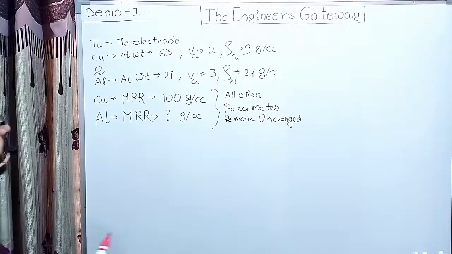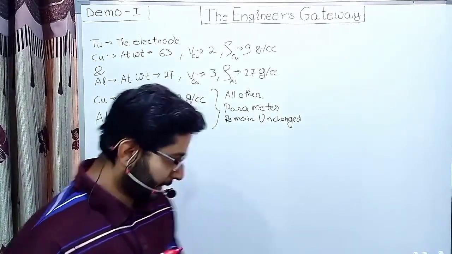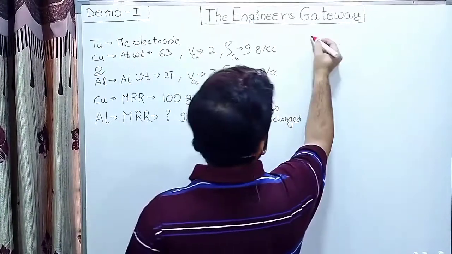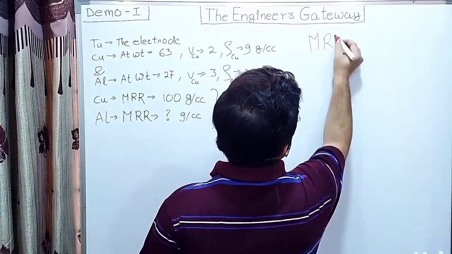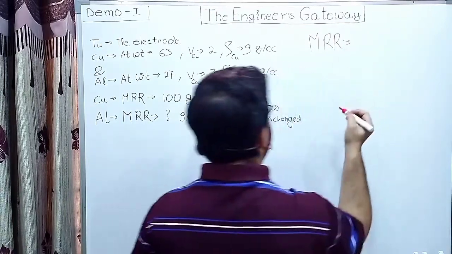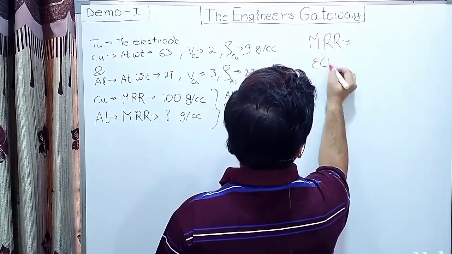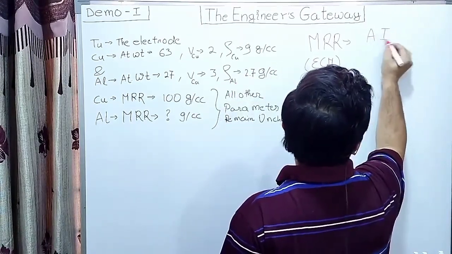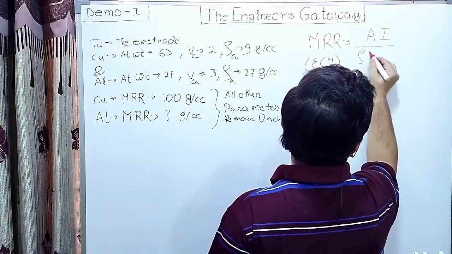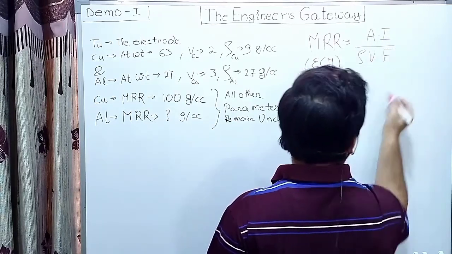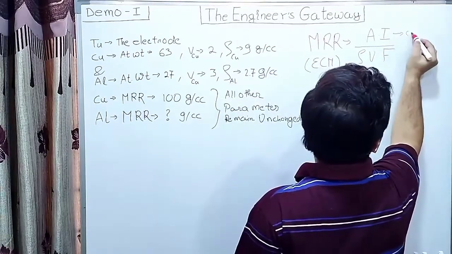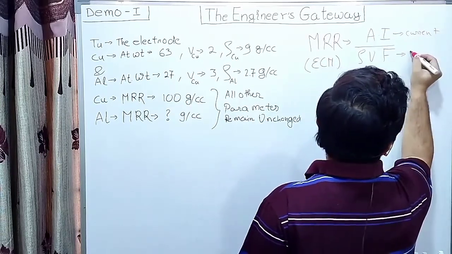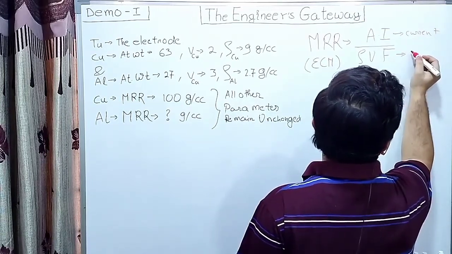First look at the question, what you are given. It looks simple, and at a glance we know that MRR in electrochemical machining is given by A I upon rho V F, where I is the current and F is a constant.